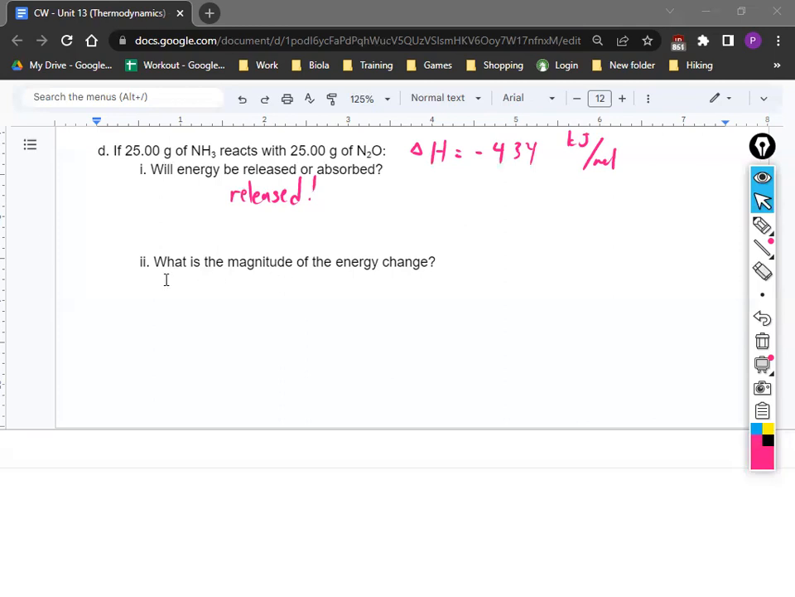Anyway, calculate the magnitude of the energy change. Okay, so let's go into the magnitude of the energy change. I heard a lot of good things. I heard that people said that this is a limiting reagent problem, which is correct.